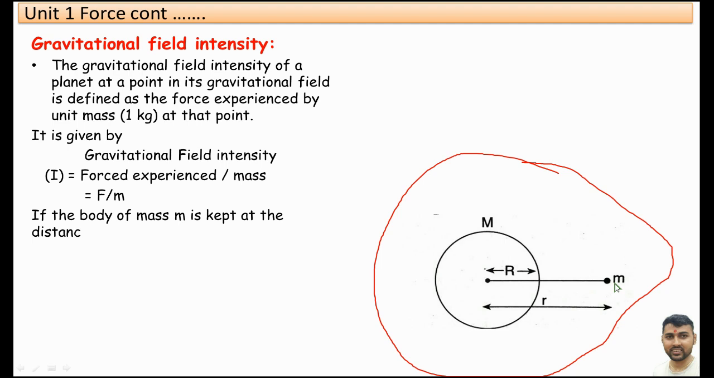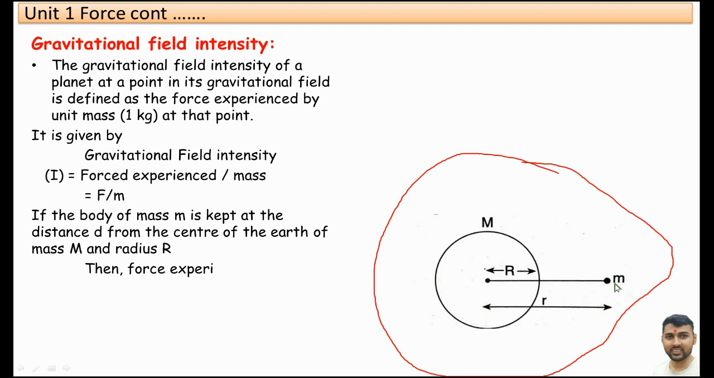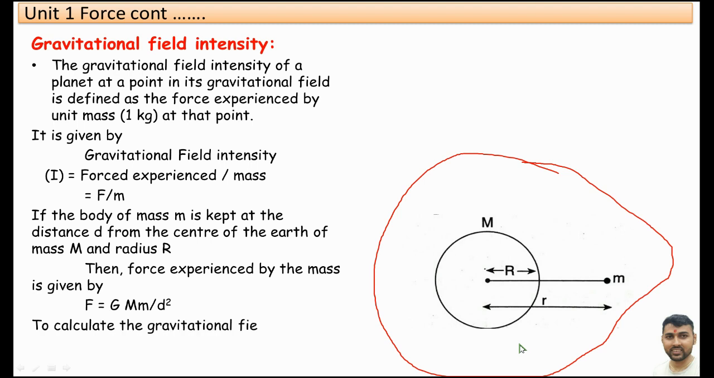If a body of mass m is kept at a distance d from the center of the Earth of mass M and radius r, then the force experienced by the mass is given by the formula F is equal to G M m by d square.